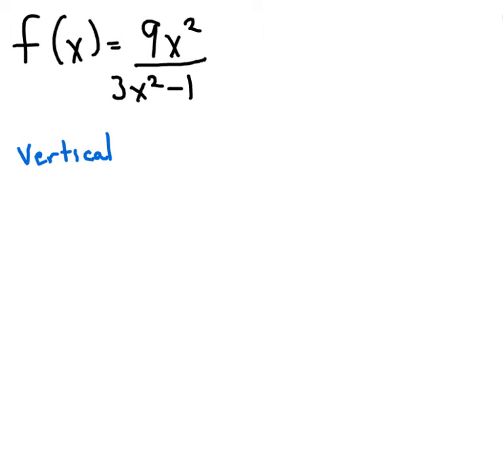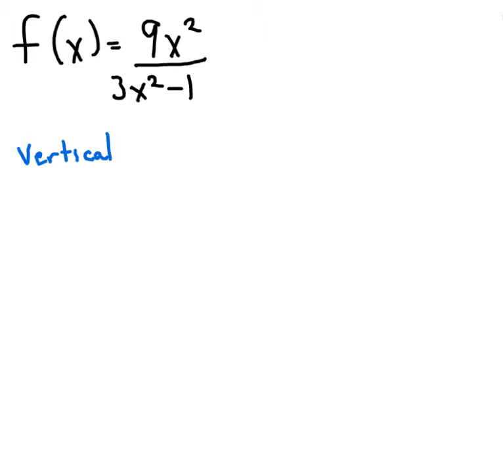Let's take a look at a function that has both horizontal and vertical asymptotes and determine where they are. Now recall, an asymptote is a line that the graph approaches but never touches and never crosses. So how do we find out where these are? First off, there are two types of asymptotes, vertical and horizontal.